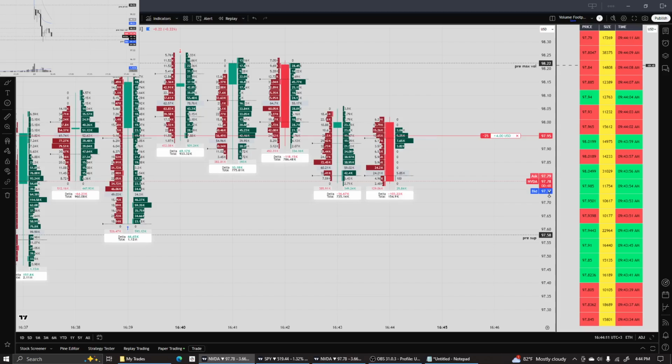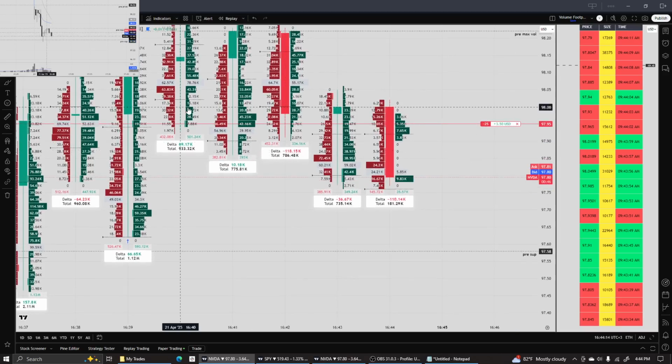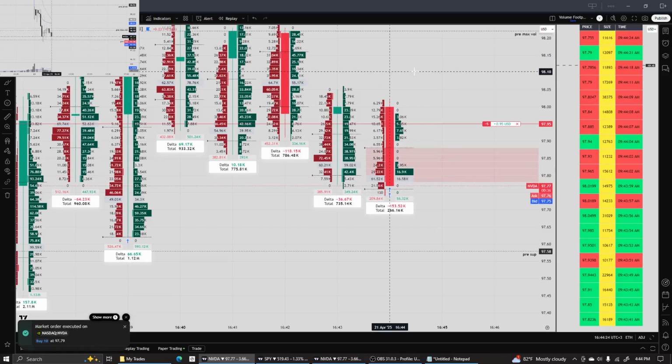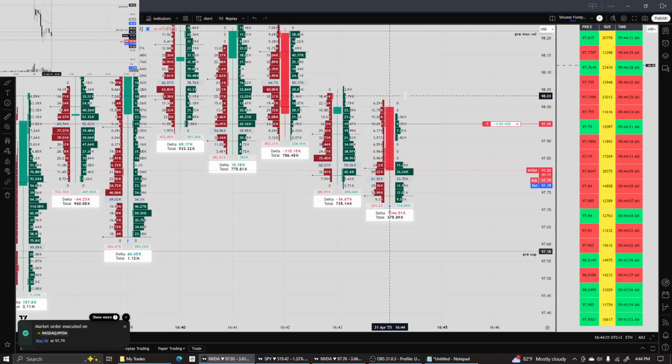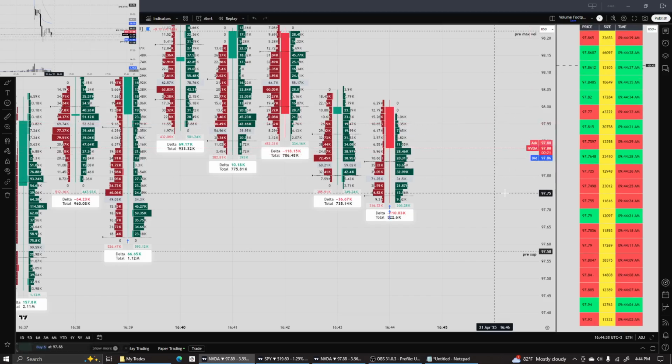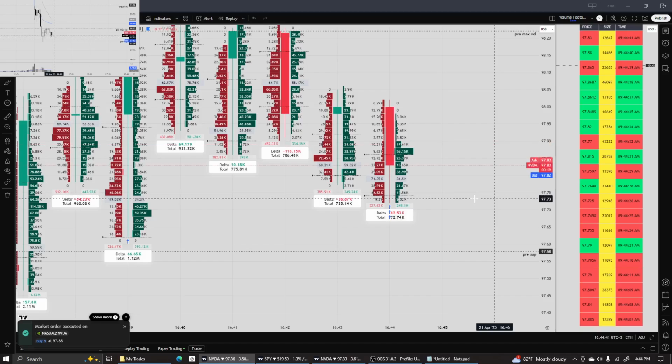Will I see selling being absorbed again? If I see something like that again, maybe I will reduce my size. Okay. Still in the trade. Very aggressive delta being absorbed. Close. Hmm.